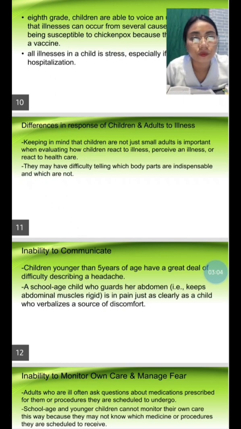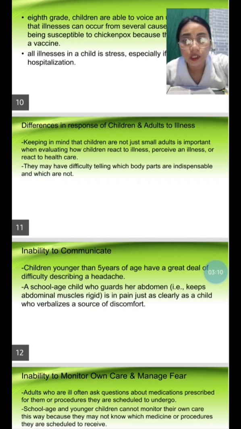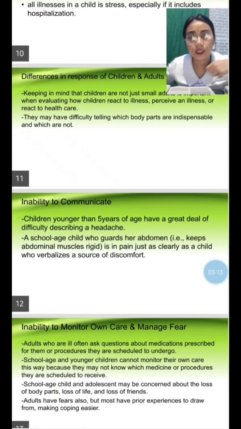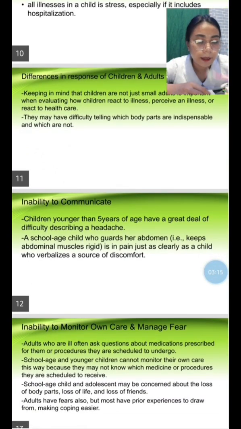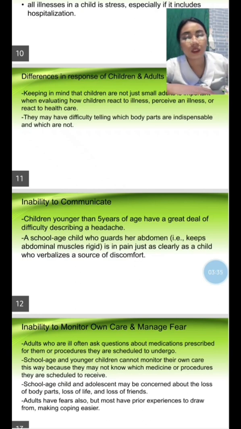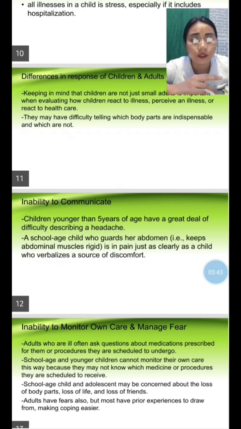So, inability to communicate. Children younger than 5 years of age have a great deal of difficulty describing a headache. A school age child who guards her abdomen or his abdomen, like keeps abdominal muscles rigid, is in pain just as surely as a child who verbalizes a source of discomfort. So they cannot rate their level of pain, cannot recognize symptoms, especially at 5 years of age.